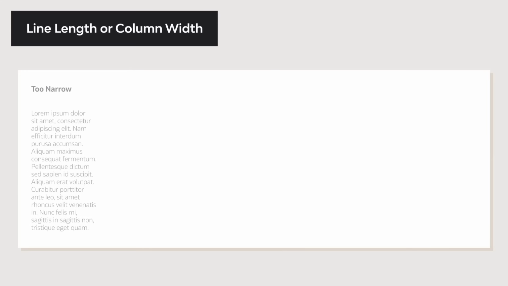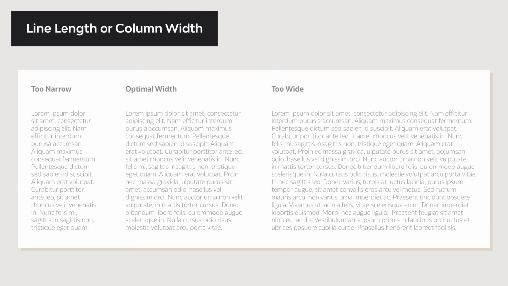Line length, also known as column width. When the column width is too narrow, it can result in many hyphenated words, forcing the eyes to jump to the next line more often. On the other hand, very long lines can cause confusion when trying to follow the next line of text. A basic rule here is to aim for a number of characters between 45 and 70.